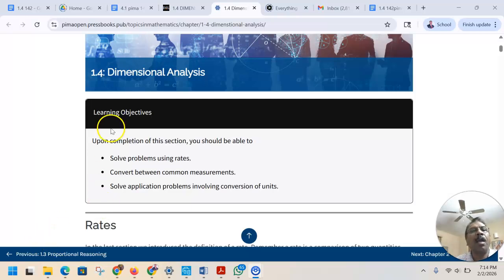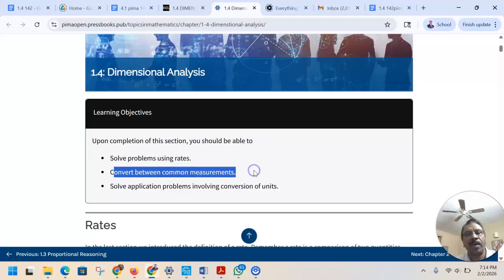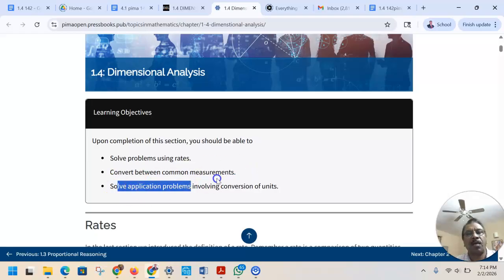Hello, students. This is PIMA 142 class, and this is lesson number 1.4, which deals with dimensional analysis. Our learning objectives are: you're going to solve problems using rates, convert between common measurements, and solve application problems involving conversion of units.